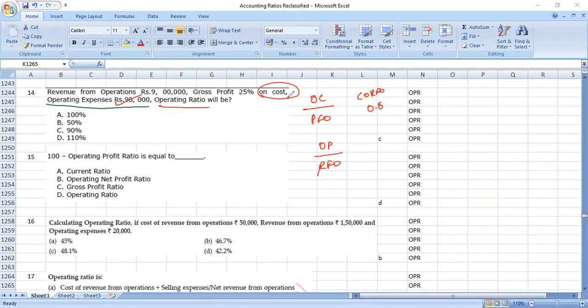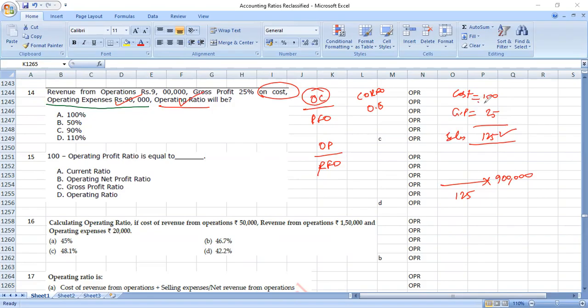Gross profit is 25% on cost. So either assume 100. Assume cost as 100. So gross profit will be 25. So what will be the sales? 125. Correct? They've given revenue from operation 9 lakh. This 9 lakh corresponds to sales 125. So you write 125. What do they want you to find out? They want you to find out the operating cost. That is the operating ratio.